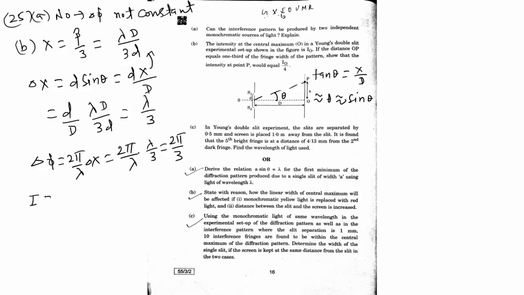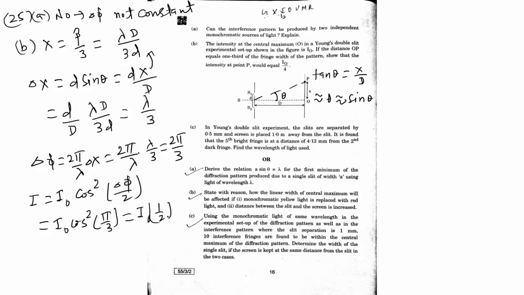So I is given by I naught cos square delta phi by 2, that is equal to I naught cos square pi by 3. Cos pi by 3 is 1 by 2, therefore I naught into 1 by 2 whole square, that is equal to I naught by 4.